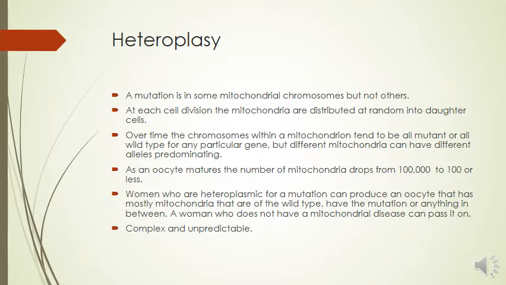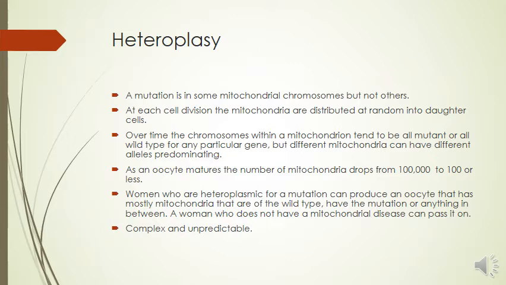Let's go back and review heteroplasmy. This is where a mutation is in some mitochondrial chromosomes but not in others. Remember that at each cell division, the mitochondria are distributed at random into daughter cells. Over time, the chromosomes within a mitochondrion tend to be all mutant or all wild type for any particular gene. But different mitochondria can have different alleles predominating.